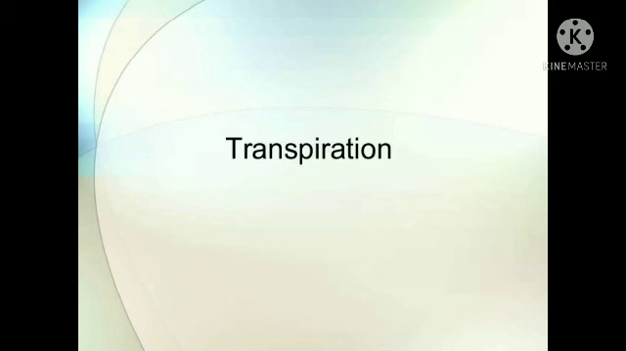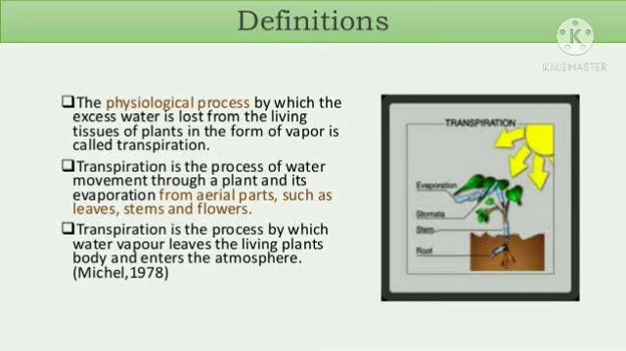So, dear students, in this video, we are going to study the chapter transpiration. So, let us start with the definition. What is transpiration? It is a physiological process by which excess water is lost from the living tissues of plants in the form of vapor.